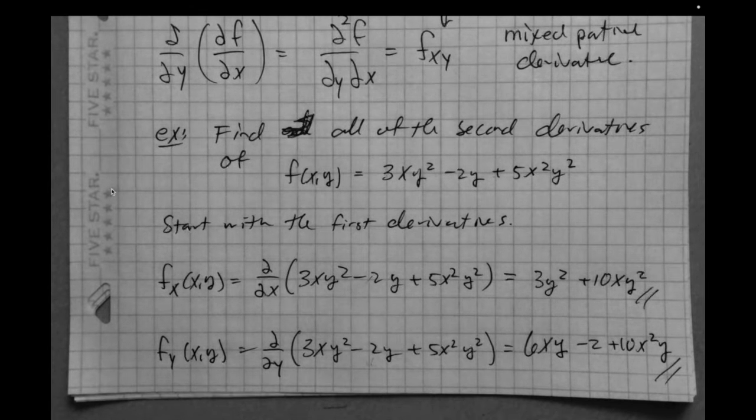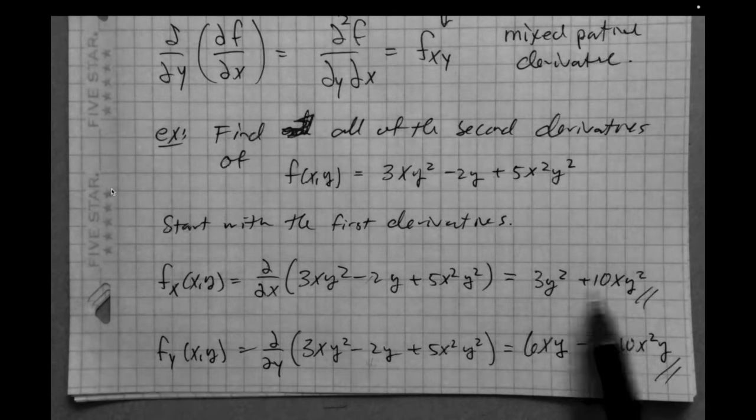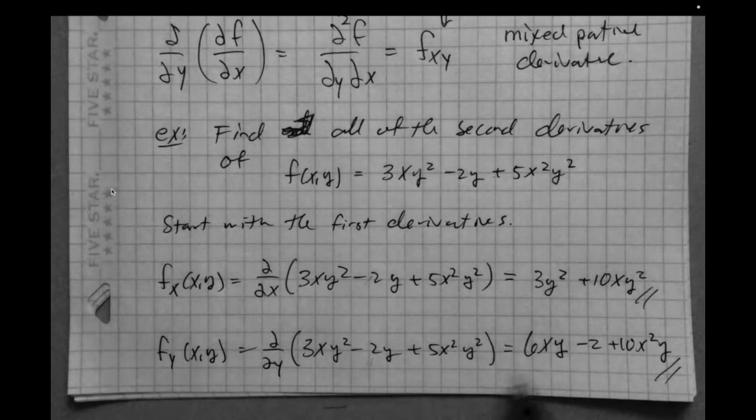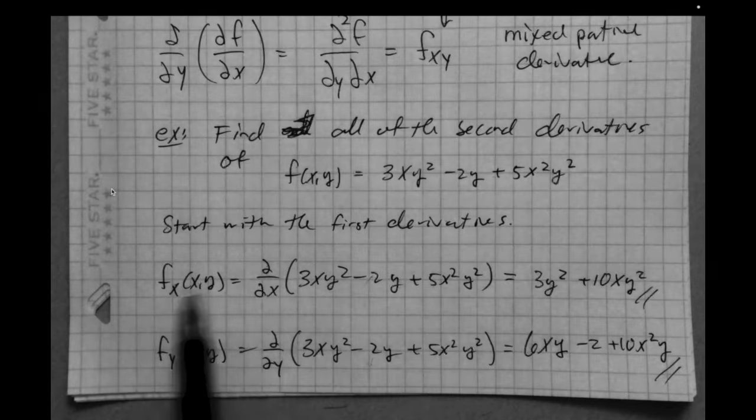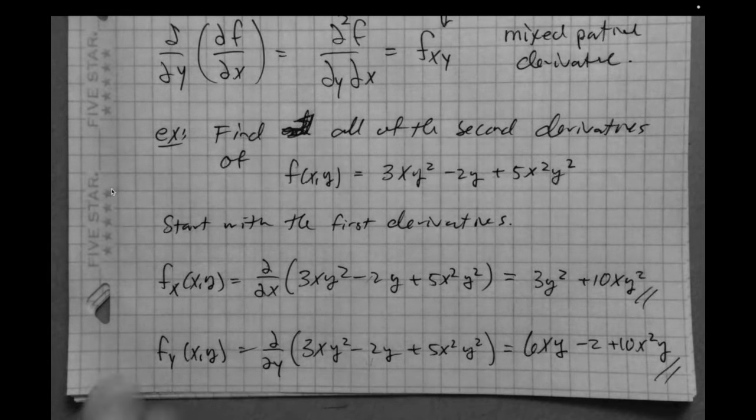Now, using these, we can identify the second derivatives, right? The second derivative with respect to x is just the derivative of this with respect to x. The second derivative with respect to y is just this one differentiated again with respect to y. And the mixed derivatives are where we differentiate this with respect to y and then differentiate this with respect to x. All right, so we'll go through this.